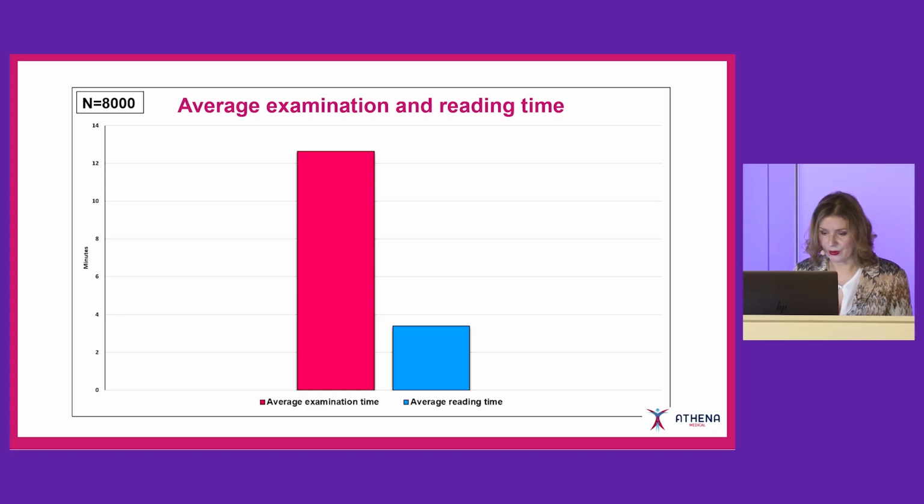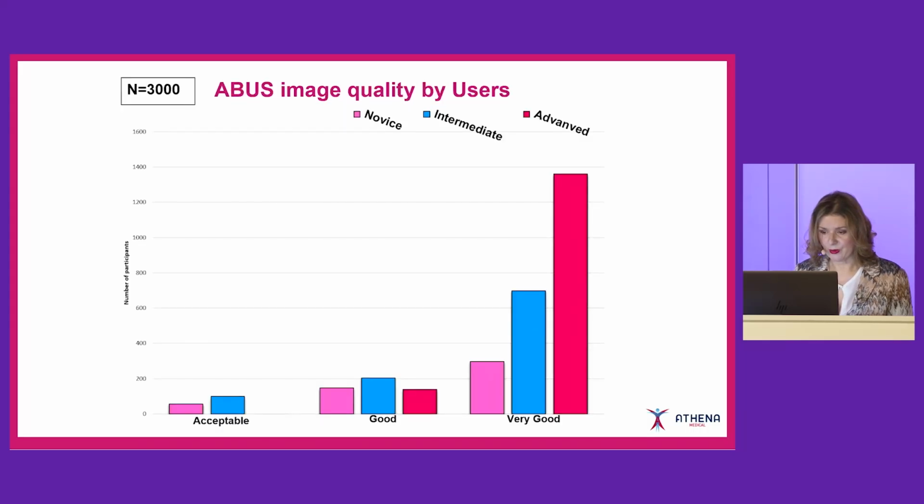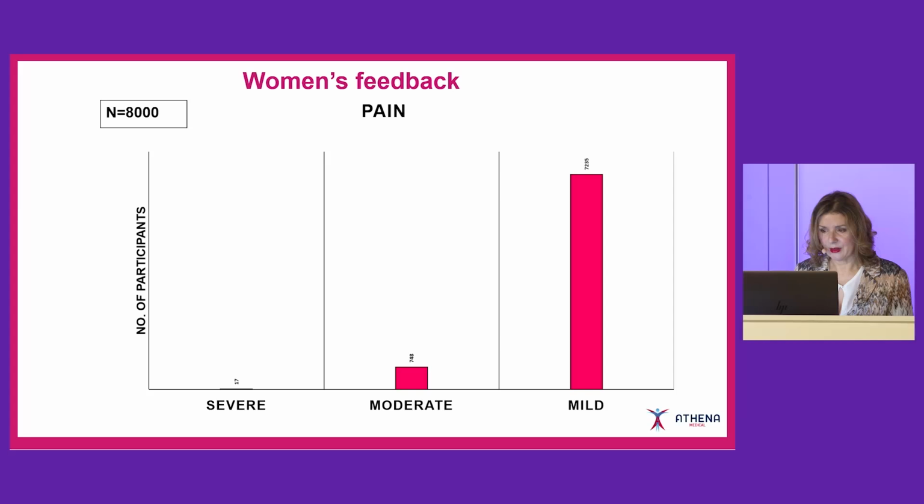Our average reading time is approximately 3.5 minutes, and from the 8,000 women that had ABUS performed in our facility, the average examination time for 4 acquisitions per breast was 13 minutes. There was a great variation in performance, so the advanced technologists, who had more experience, performed better, and very few patients refused having an ABUS examination for their follow-up.